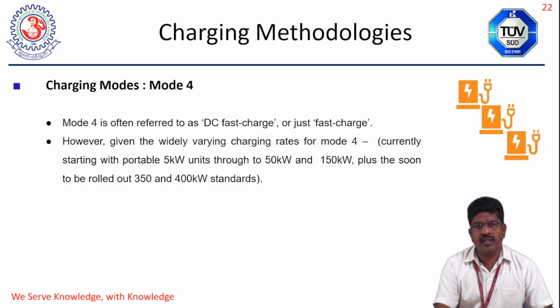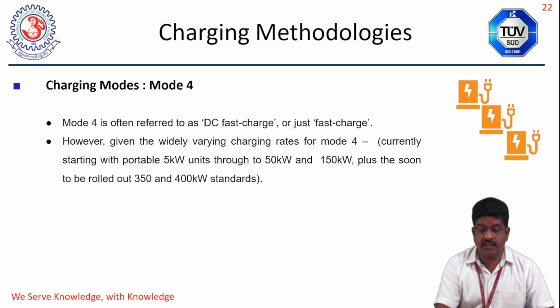Coming to the last type of charging mode, this mode is often referred to as DC fast charge or just fast charge. It gives different ratings of charging. The main charging modes are 50 kilowatts and 150 kilowatts methods. Additionally, there is a proposal for 250 kilowatts and 400 kilowatts charging stations.